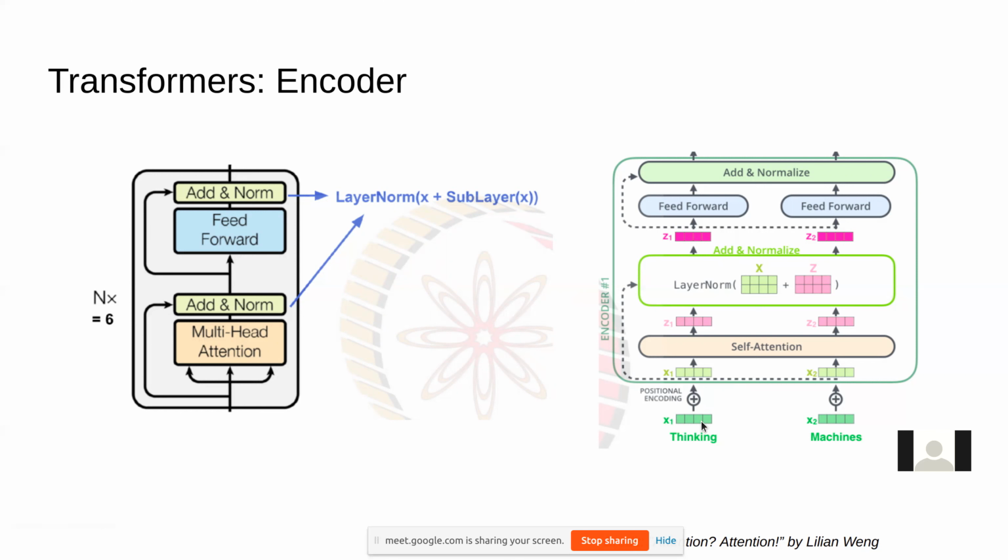So x1 is thinking, x2 is machines. Apply the positional embeddings, get this x1 and x2. Apply the self-attention, get z1 and z2. Now, these layers are normalized. So it will basically be x plus z. Remember this layer norm is coming from this add and norm, right? So the output is added to the input and normalized. And then it will be given to this feed forward network, z1 and z2, and then it will again be added and normalized.